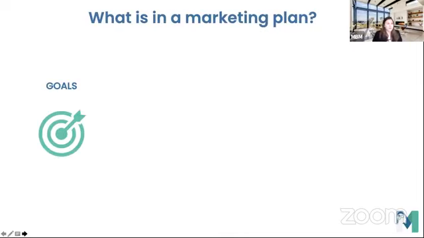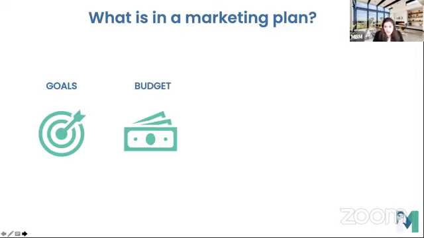So what is in a marketing plan? Your goals. What are you trying to achieve? Are you trying to bring in 25 students? Are you trying to bring in 3 major clients? Are you trying to keep your retention rate high, right? These are all things that go into marketing. Sometimes people think marketing is just the front end and they forget the onboarding piece, which is honestly one of the most important pieces, right?